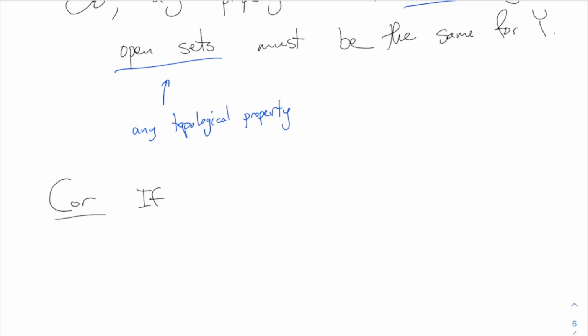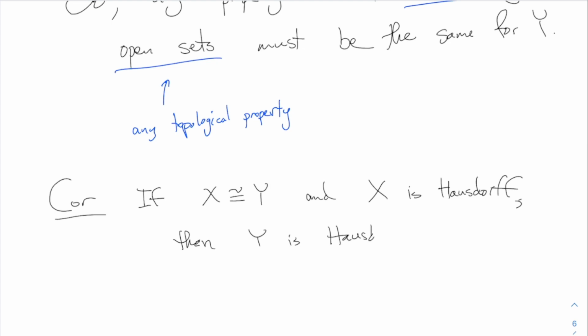It says if X and Y are homeomorphic, and let's just say X is Hausdorff, then Y is Hausdorff. All right.